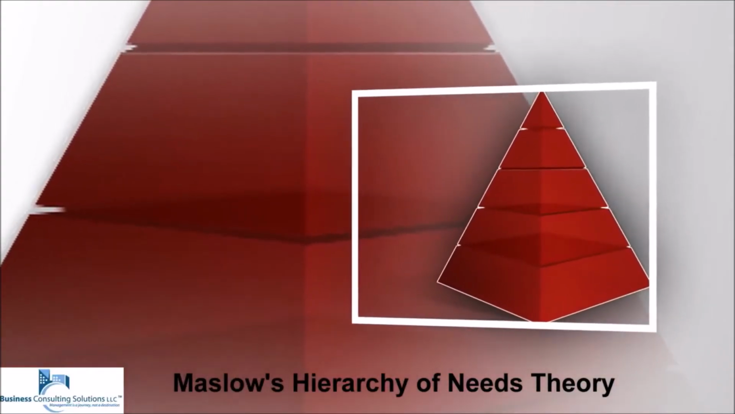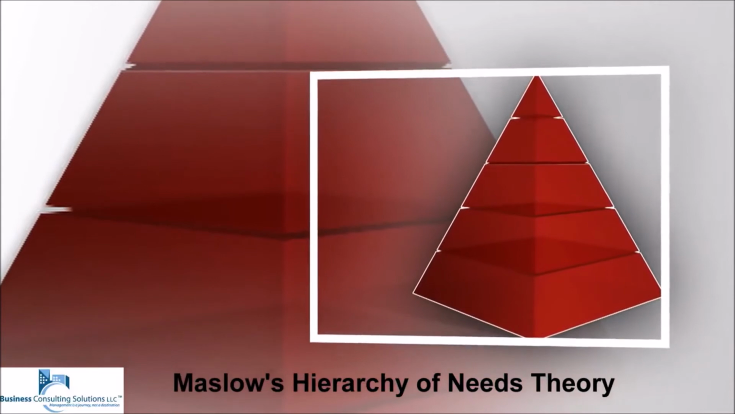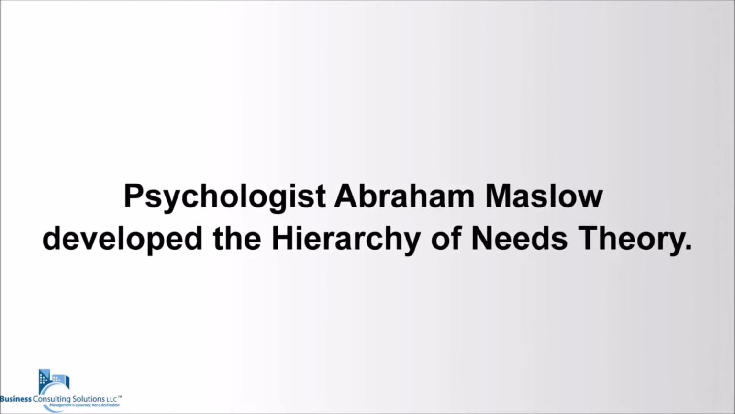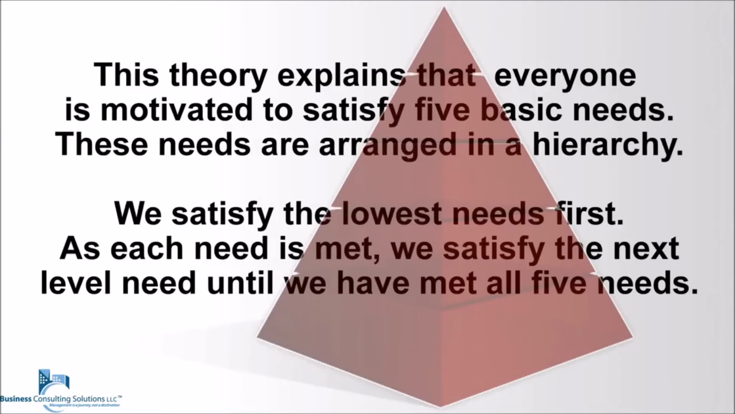This video will help you to improve employee motivation using Maslow's hierarchy of needs theory. Psychologist Abraham Maslow developed the hierarchy of needs theory. This theory explains that everyone is motivated to satisfy 5 basic needs. These needs are arranged in a hierarchy. We satisfy the lowest needs first. As each need is met, we satisfy the next level need until we have met all 5 needs.